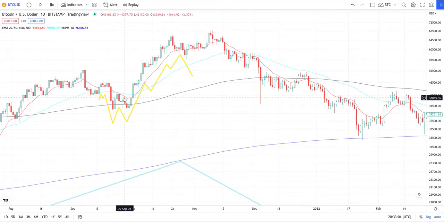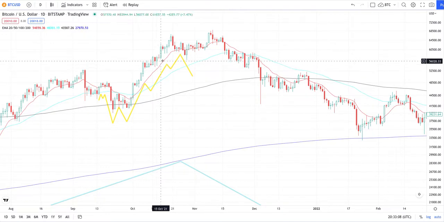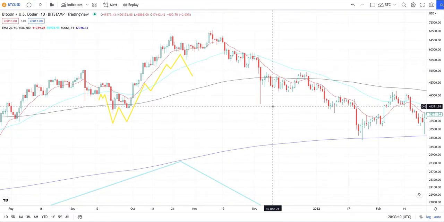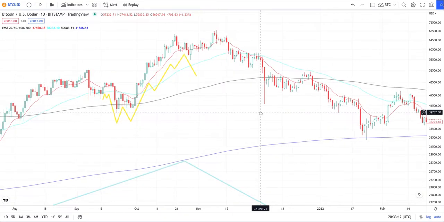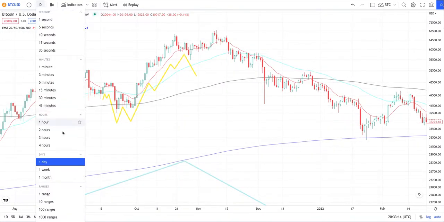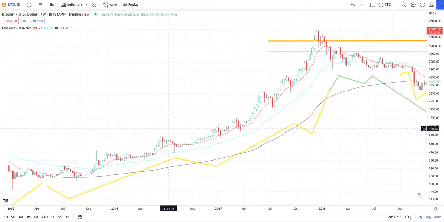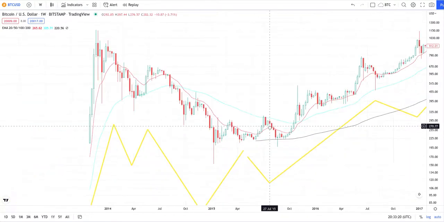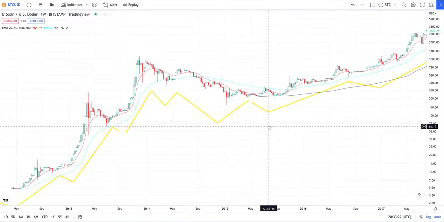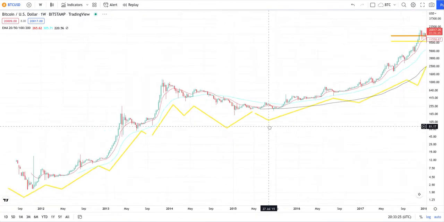And also, notice how I use the EMAs. You know, it's literally that easy. And this is on the daily chart now. The daily chart. I'm going to show you another one. On the weekly chart. Let me zoom out. This is gonna blow your mind.